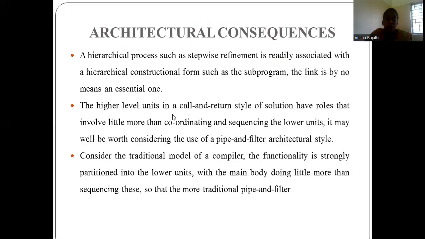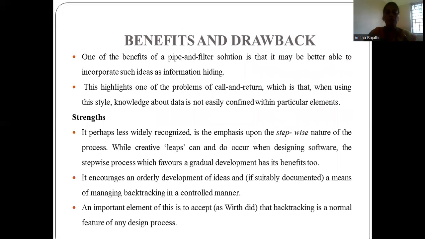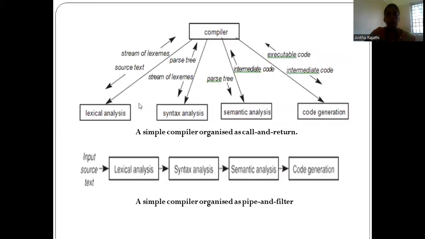See, the higher level units of the call and return solution have roles to coordinate and sequence the lower level units. It may be worth considering the pipeline. Why? Because the pipeline will have data consistency. That is one of the benefits that we have. One benefit of the pipeline solution is that it is better able to incorporate the ideas. As I told you, since the data is consistent, information is hidden. The problem of call and return is that the data is not easily confined within a particular element. Since it is going back and forth, it is not confined to only one element.